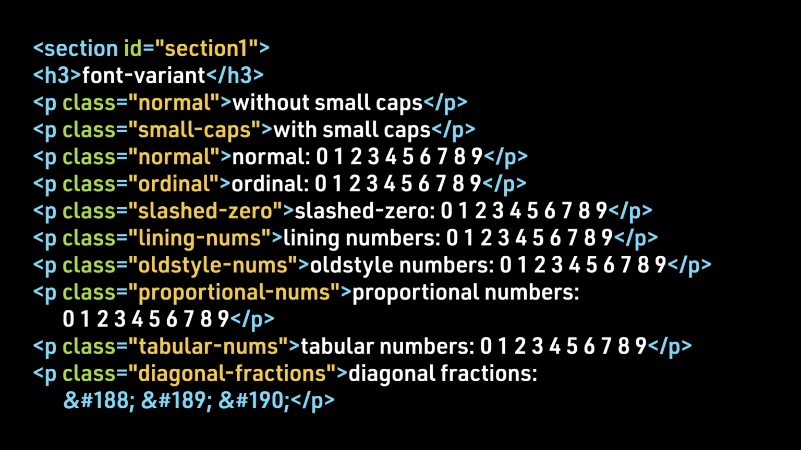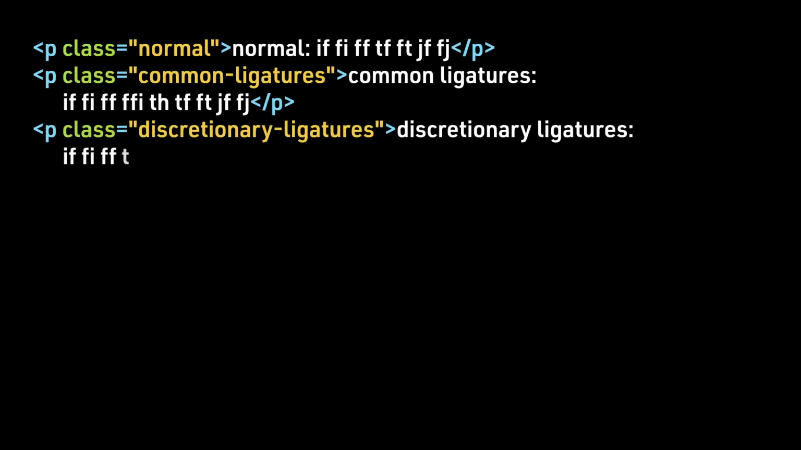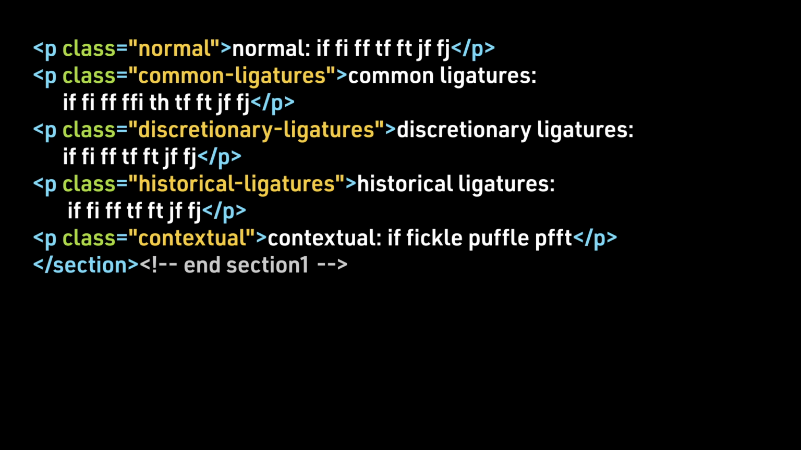One thing to note with our HTML is when you look at the statement for the diagonal fractions, you see several characters, combinations of an ampersand, the number sign, and a 3-digit number, and then a semicolon. These are special characters that in this combination represent a certain glyph. In this case, the glyphs represented here are for the fractions 1/4, 1/2, and 3/4. Then we will go to the ligatures and look at normal, common ligatures, discretionary ligatures, historical ligatures, and contextual ligatures.